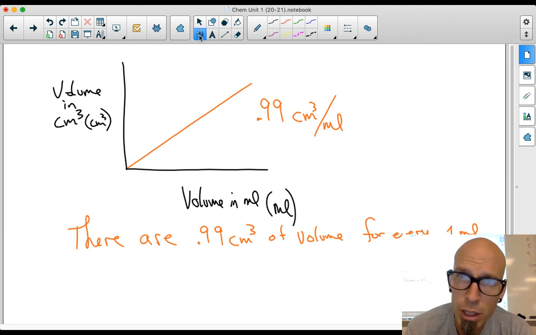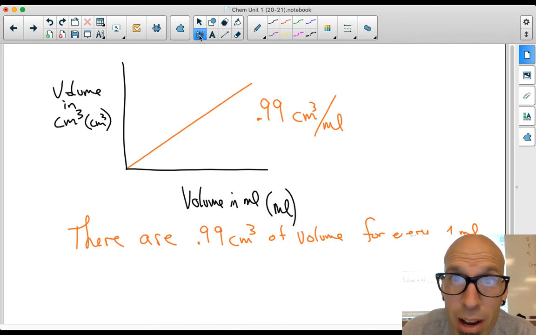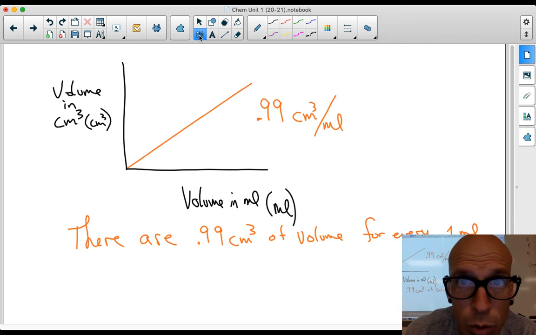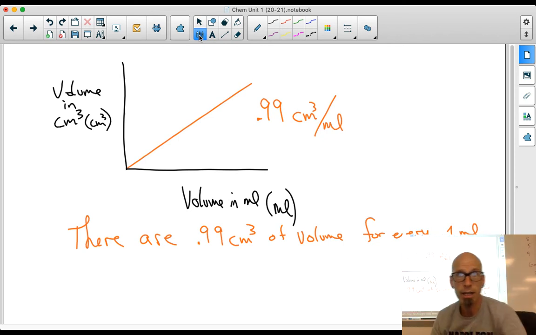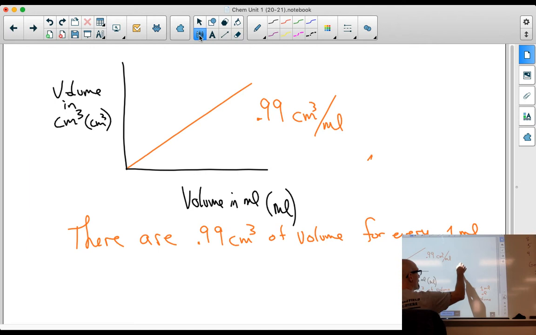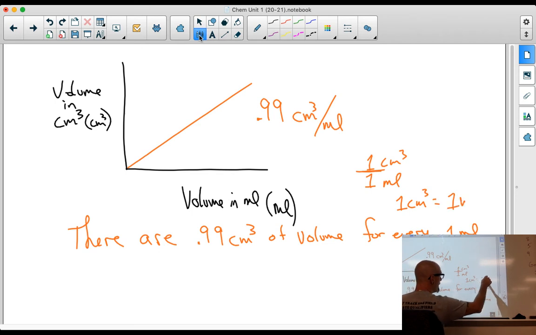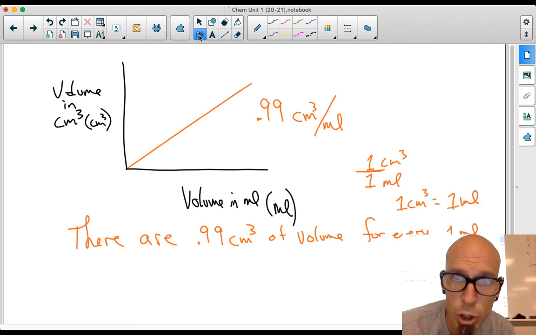Now, 0.99 is pretty close to what? Hopefully you're thinking 1, which means in reality, what is this telling us about a centimeter cubed versus an mL? They're the same thing. They're equal. This slope is telling us that there's a 1-to-1 ratio, which means they're equal. 1 centimeter cubed is equal to 1 mL.